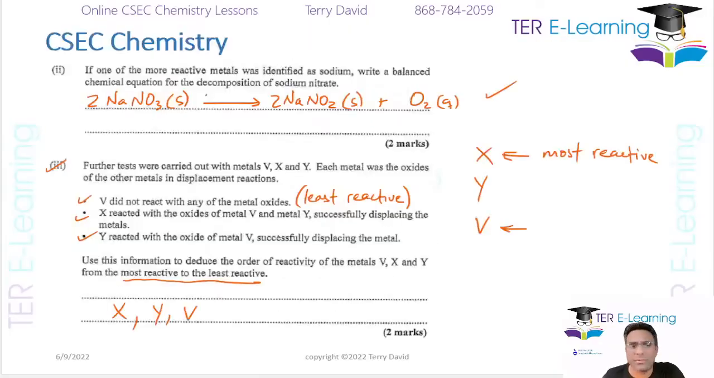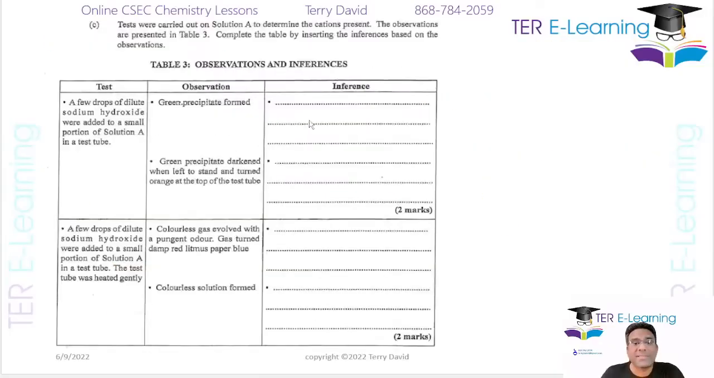All right, so we're still on question 2, by the way. Tests were carried out on solution A to determine the cations present. The observations are presented in the table. Complete the table by inserting the inferences. Okay, so what is our reagent? We are testing for cation, and we're using sodium hydroxide. So you add sodium hydroxide, you get a green precipitate. Once you see green precipitate, all you're going to tell them is Fe2+ present. That's it. You're getting 1 mark just for saying that. They didn't ask me for an equation, so I'm not even bothering with that yet.